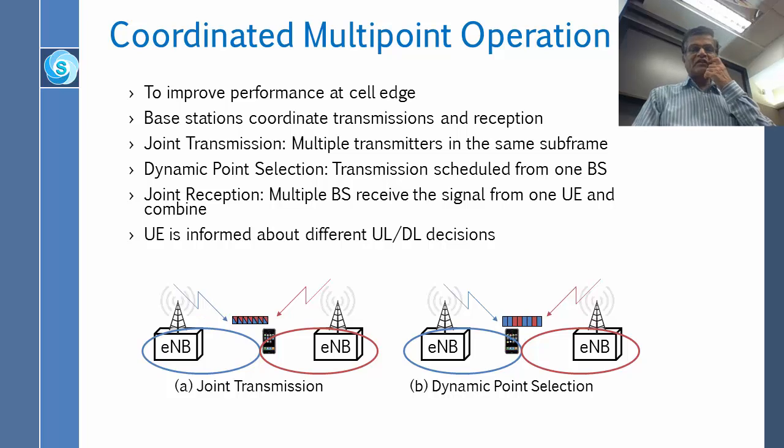Joint reception. Multiple BS receive the signal from one UE and combine. Okay, so all these eNBs are connected in the back, right? So they can hear each other. They actually talk to each other quite a bit because of the handover on the backhaul. Okay, so joint reception, you just change these arrows to the other direction.